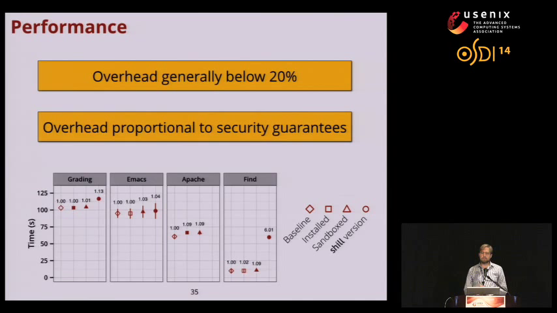The second takeaway is that the overhead of SHILL is proportional to the security guarantees that you get. If you just have SHILL installed, but you're not actively using it, there's a negligible overhead. And then if you use SHILL to just programmatically create a sandbox, you'll pay some small amount of overhead. And that increases as you write more and more in SHILL to get stronger and stronger security guarantees.